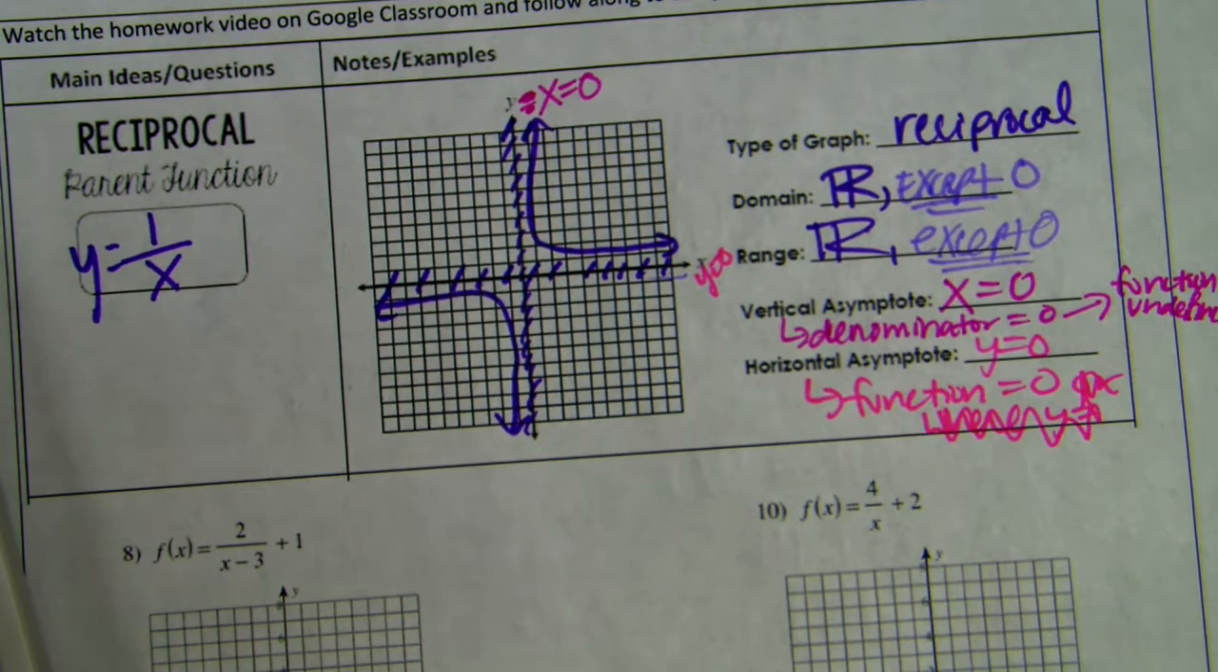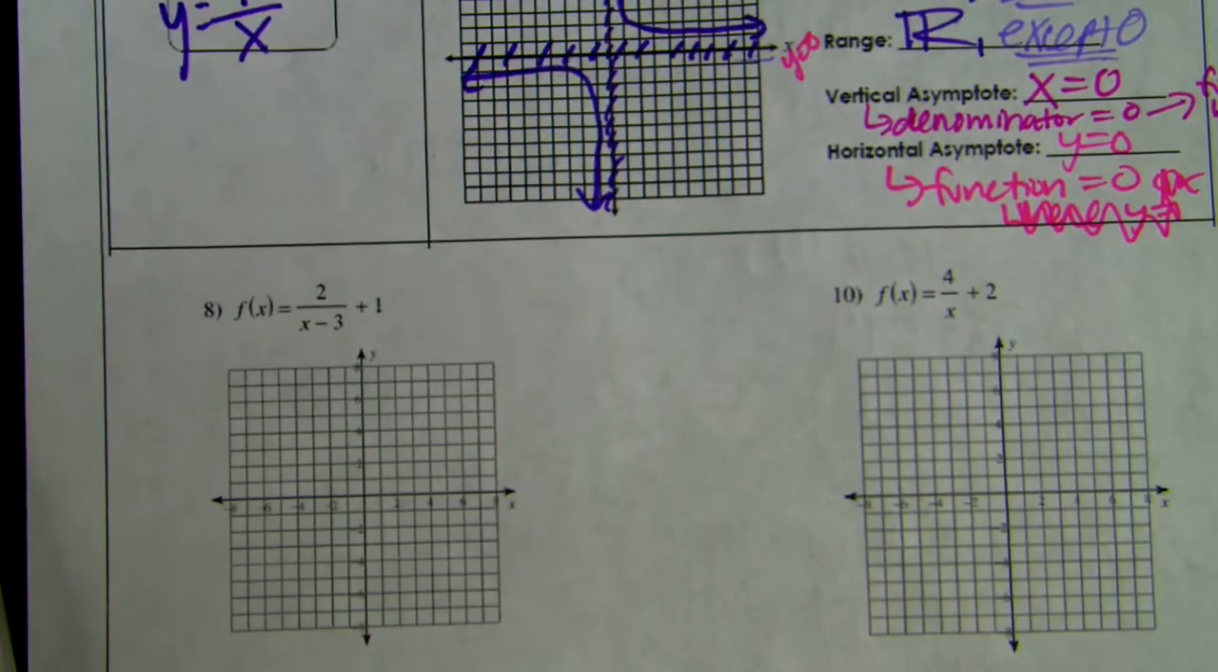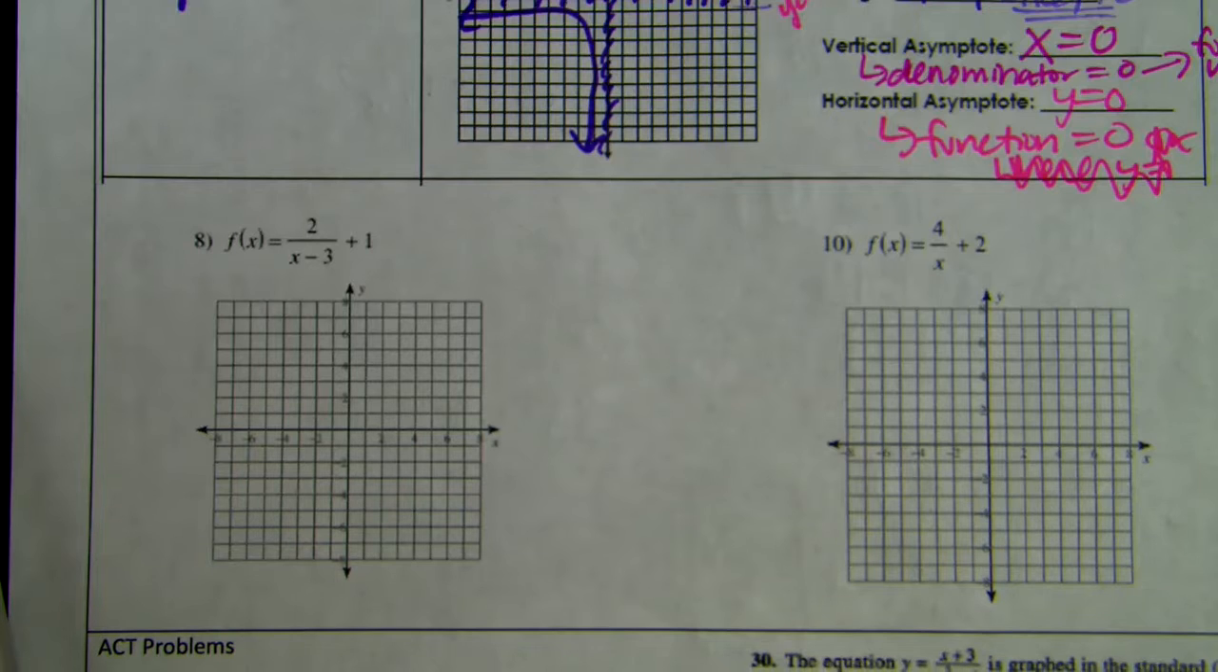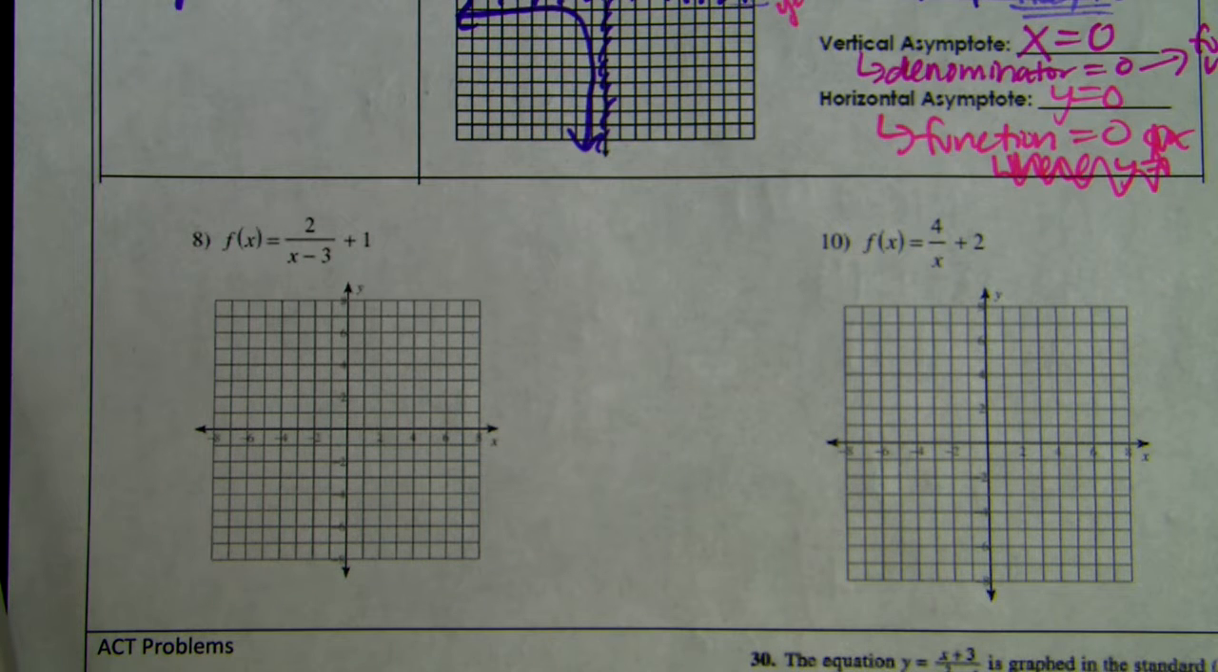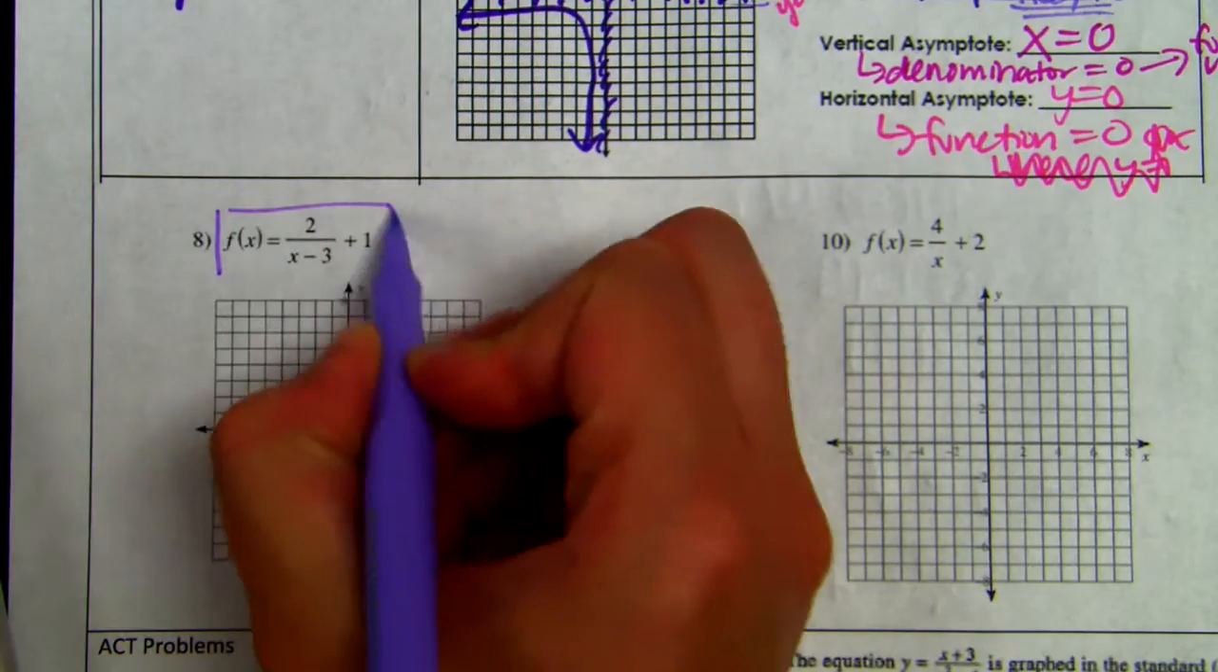Let's move on to one that's a little bit more complicated, and I'll try to explain it better when it's not the simplest one that we have. So we have our function over here, f of x equals 2 over x minus 3 plus 1. So I'm going to put that in a nice little box.